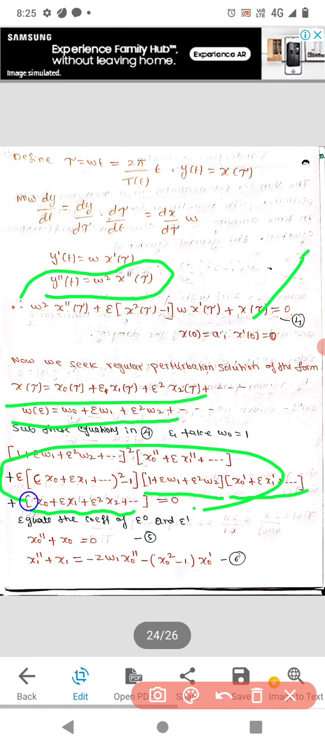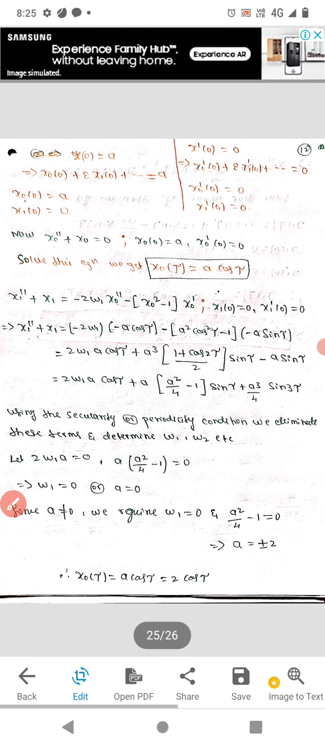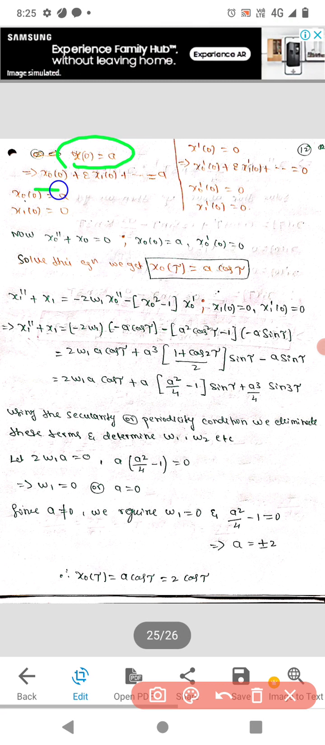Now in this, take the coefficients of epsilon to the power 0 and epsilon to the power 1. These are the coefficients of epsilon to the power 0, and these are the coefficients of epsilon to the power 1. We have to solve those equations. Also we have the conditions x naught of 0 is equal to a, so x naught of 0 plus epsilon x1 of 0 is equal to a. This implies x naught of 0 is equal to a and x1 of 0 is equal to 0. Similarly, x naught dash of 0 is equal to 0 and x1 dash of 0 is equal to 0.